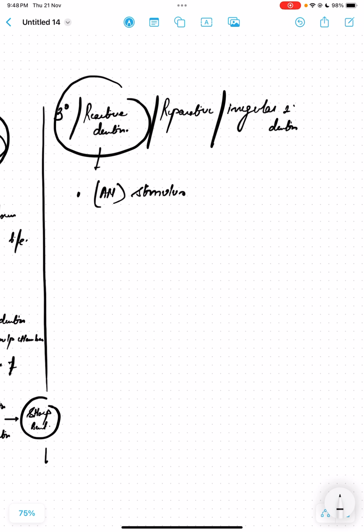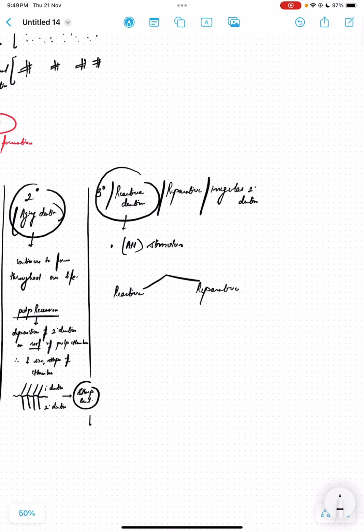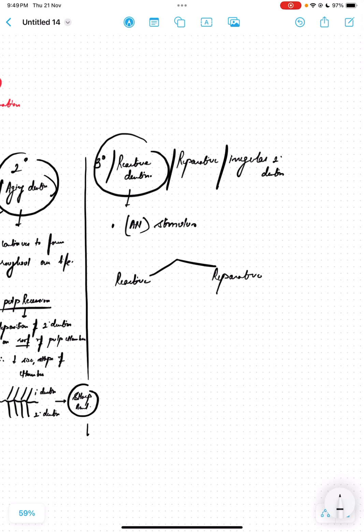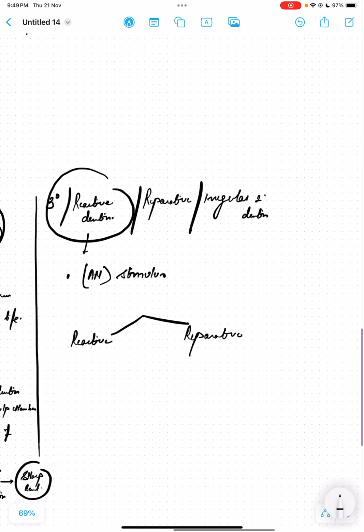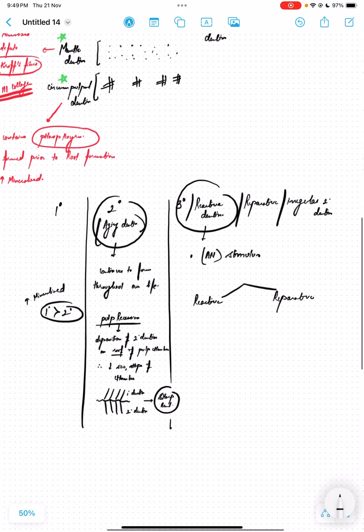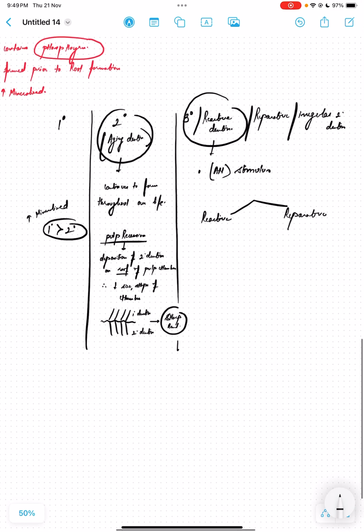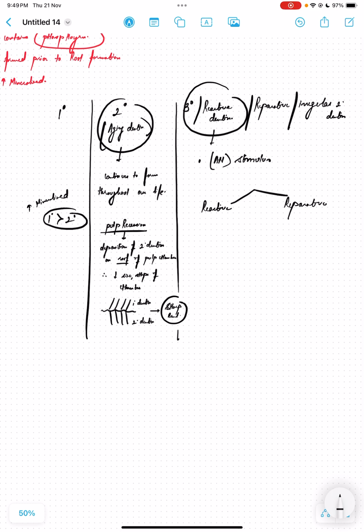Okay. Basically, tertiary dentin can be of two types. It can either be reactive or reparative. Reactive is due to any kind of noxious stimulus or trauma. Okay, so basically you have to remember the tertiary dentin. Basically they are resistant to caries. Okay, then there are certain incremental lines that you have to remember.